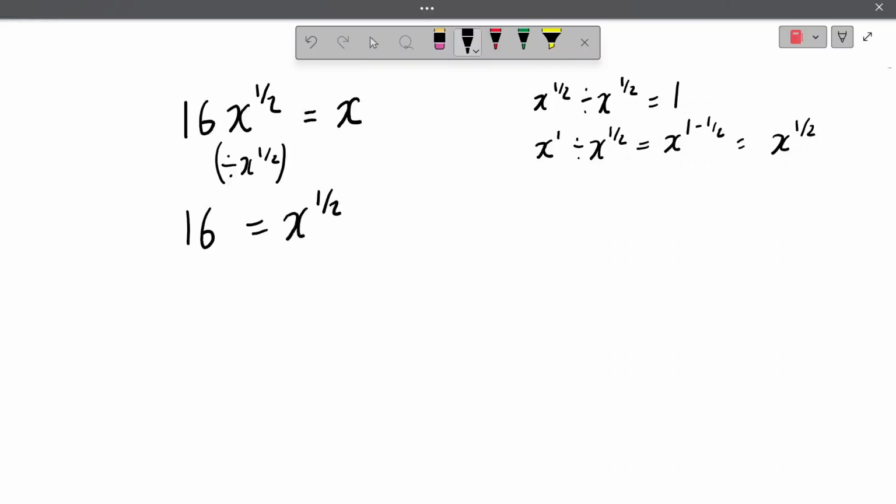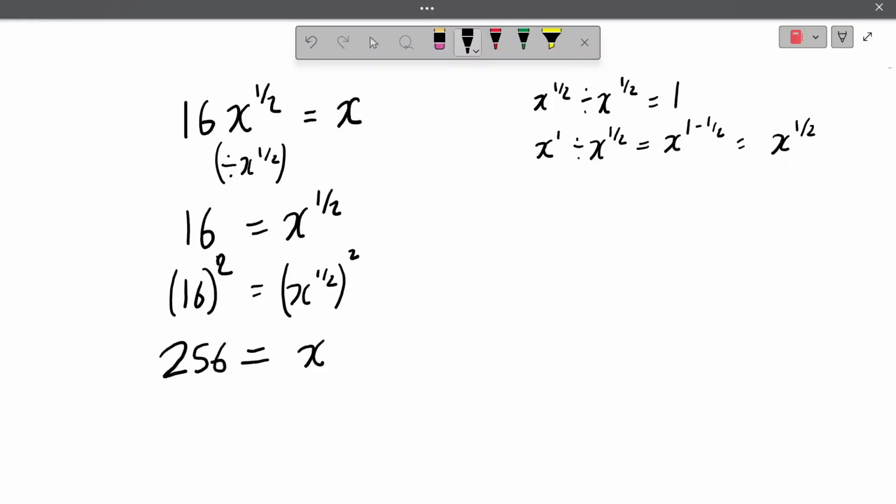Then, to get rid of that half, we do the reciprocal of a half. What's the reciprocal of a half? Well, that's 2. So on this side, I'm going to have x to the power half, to the power 2. And then I'm going to have 16 to the power 2. Well, that gets you x on that side, and on the other side is 256. Feel free to do some other multiplication as well.